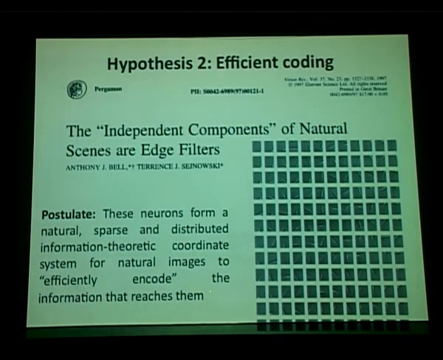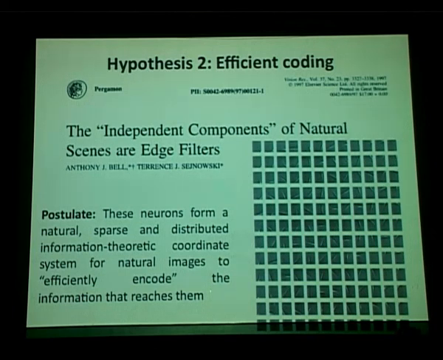The other hypothesis starts from Horace Barlow and even earlier. It is what's known as the efficient coding hypothesis. The postulate is that neurons form a natural, sparse and distributed information theoretic coordinate system for natural images to efficiently encode the information that reaches them. They are very careful to distinguish between optimally encoding and efficiently encoding. By efficient encoding, what they say is the neuron uses all the information that is available to it in encoding whatever it has to do.